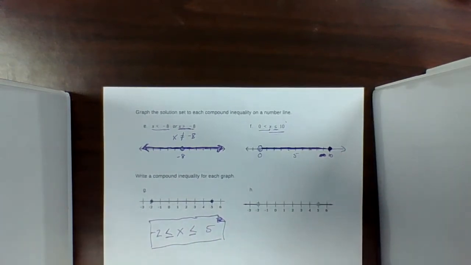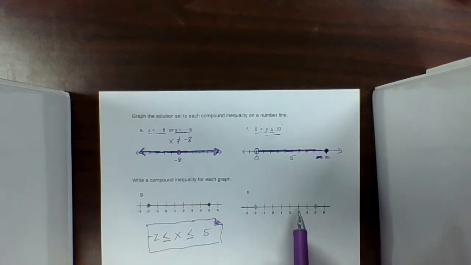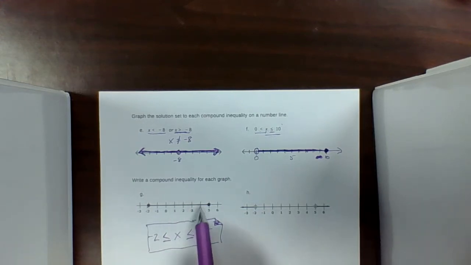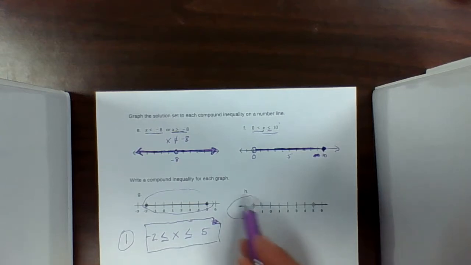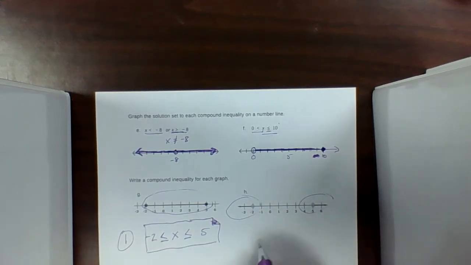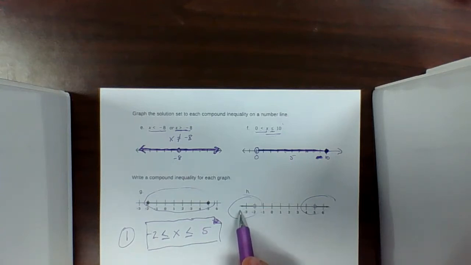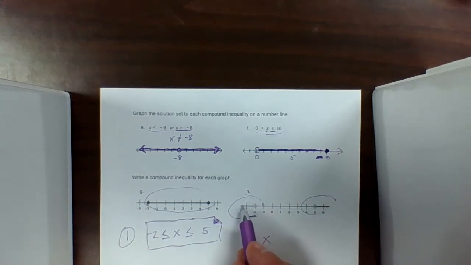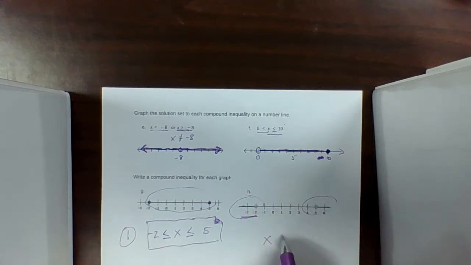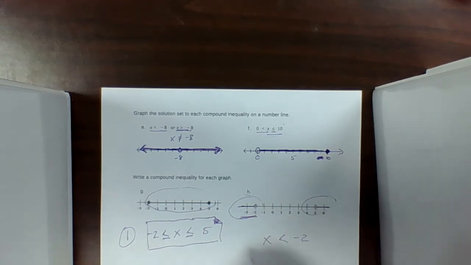Lastly, letter H. Now, in order to tell you how to do letter H, let's go back to G. I got one region. Therefore, I need one inequality statement. Here, I have two regions. I'm going to need two inequality statements. The first one is for this region. All these values over here are less than -2. So I'm going to do x less than -2. And because it's an open circle, I don't put the equal sign underneath it. So that's my first statement.